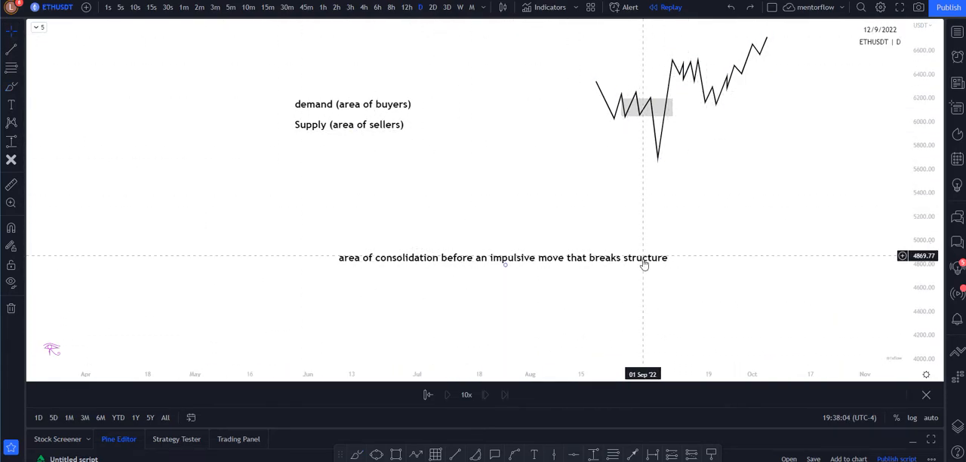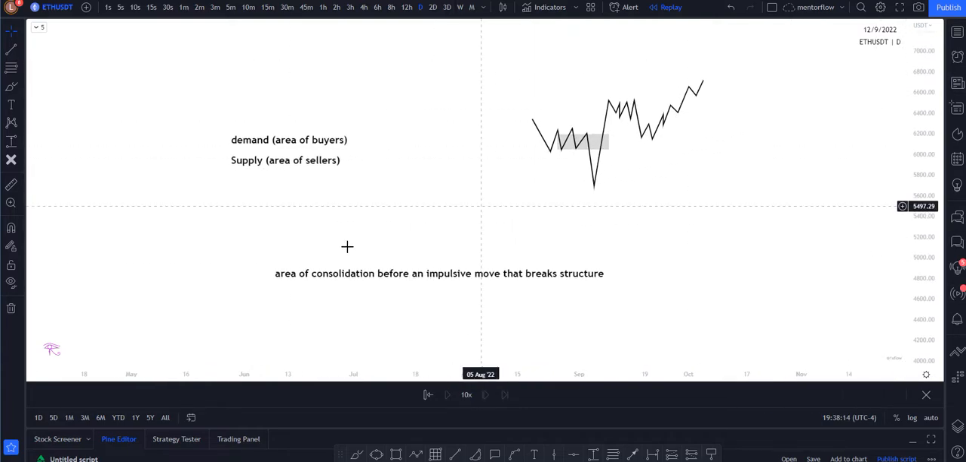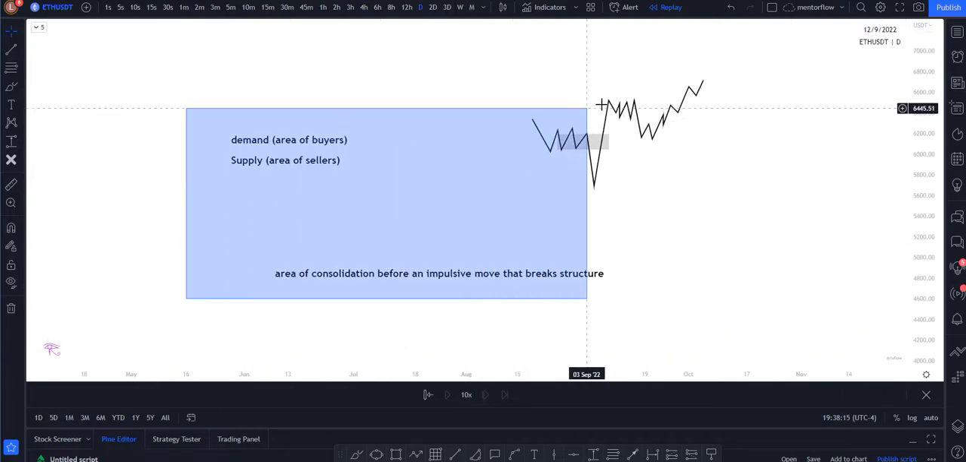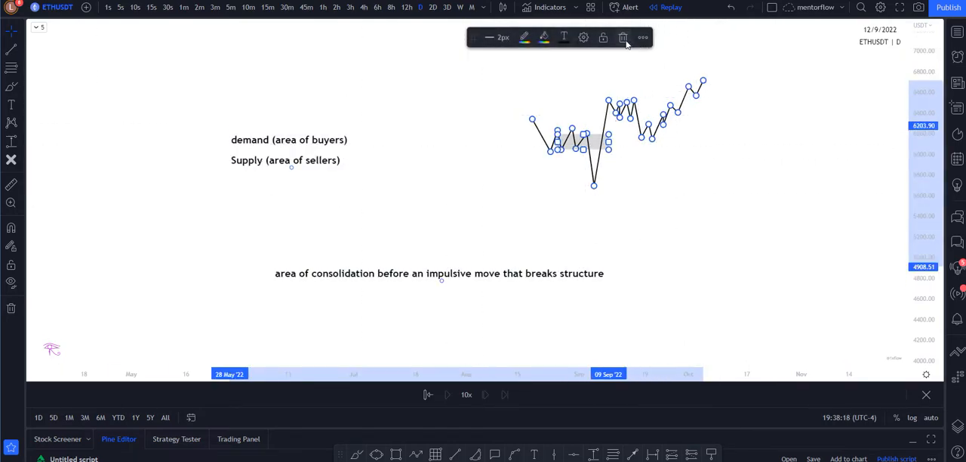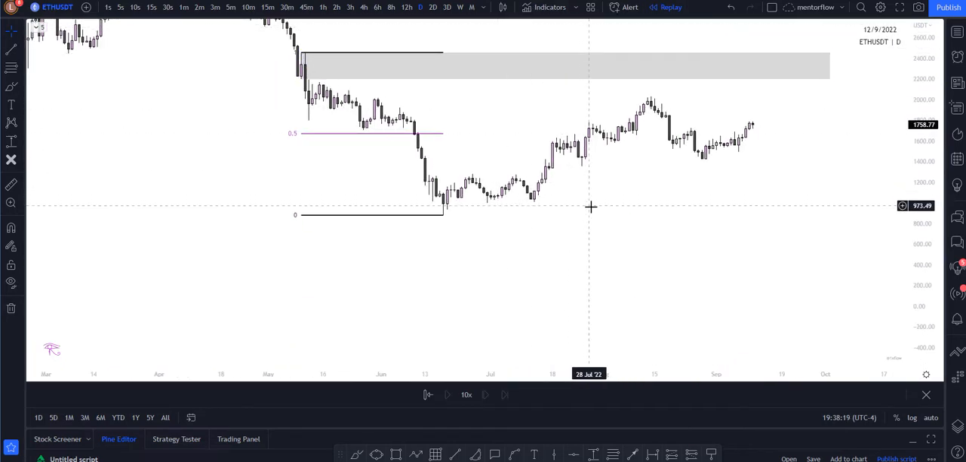So we have the area of consolidation before the impulsive move that breaks structure. And then I'll show you guys the candle before candle as we get into these trades right here. So I kind of want to get into the candlesticks right now. This is as simple as it is as far as supply and demand goes. I don't want to make it very, very complicated.